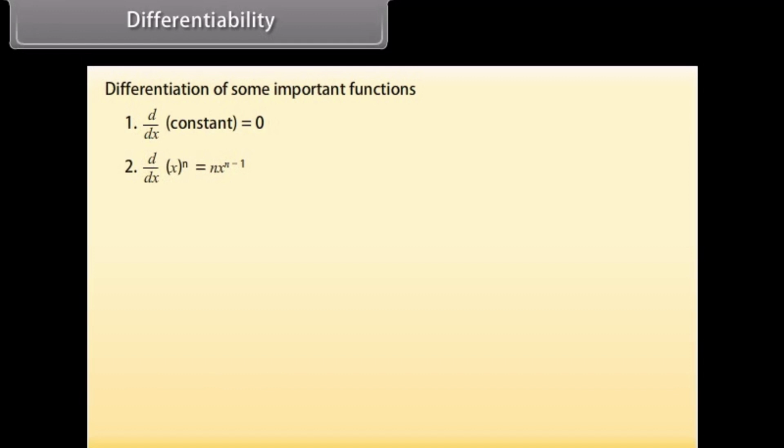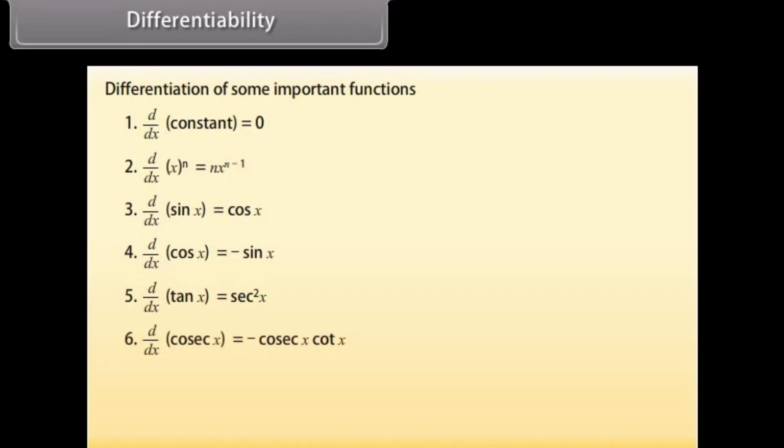2. d by dx of x raised to power n is equal to n into x raised to power n minus 1. 3. d by dx of sin x is equal to cos x. 4. d by dx of cos x is equal to minus sin x. 5. d by dx of tan x is equal to sec square x.